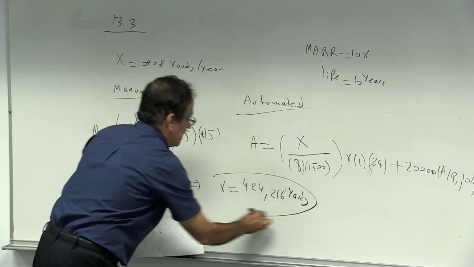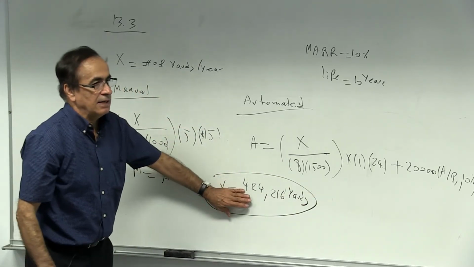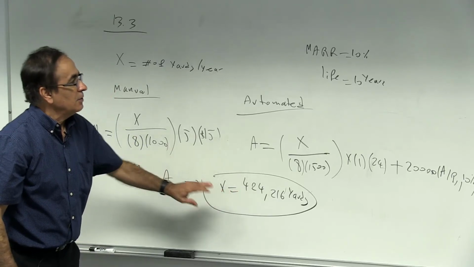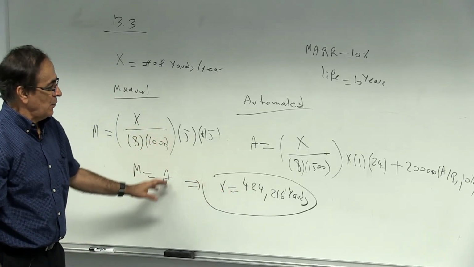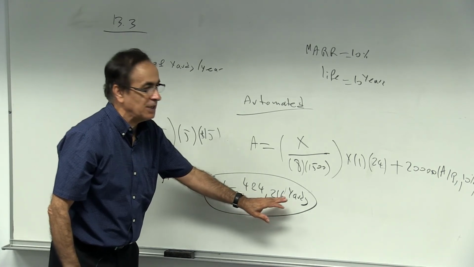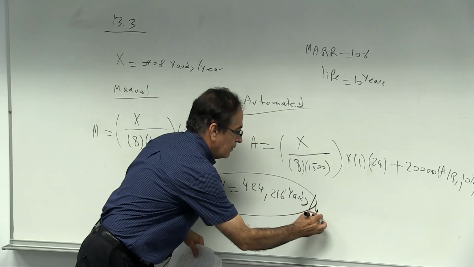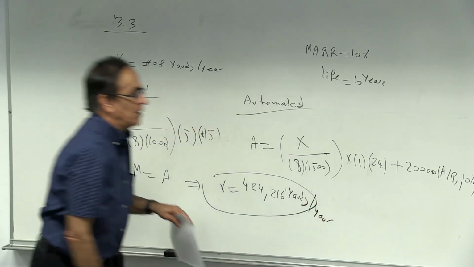So we call this the break-even point. It means if you're producing less than this amount per year, you better stay with manual. Once you exceed 424,260 yards per year, then you better go to automation.